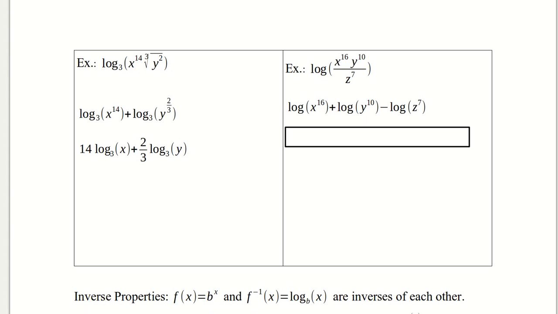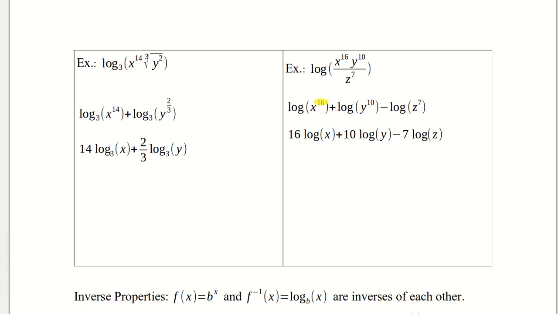The only negative term is the factor that came from the denominator, the z to the 7th. And if there had been more factors in the denominator, they would have simply come out with negative terms. Now we can use our power rule that says that these exponents are going to come out front. So for example, that x to the 16th is going to give us a coefficient of 16. The y to the 10th will give us a coefficient of 10, and the z to the 7th will give us a coefficient of 7.